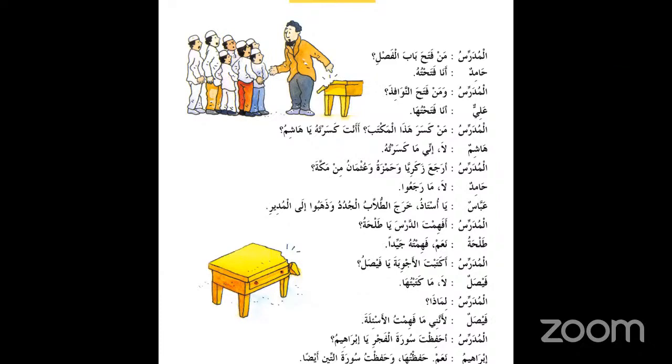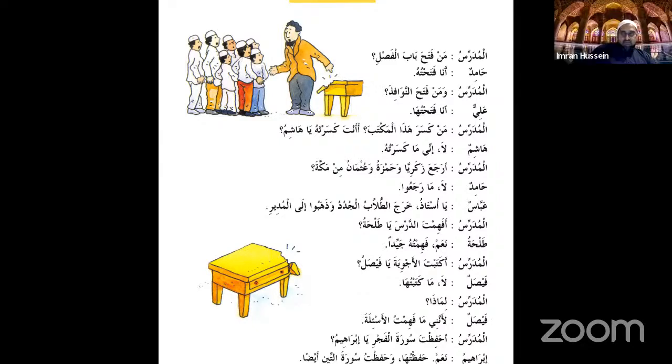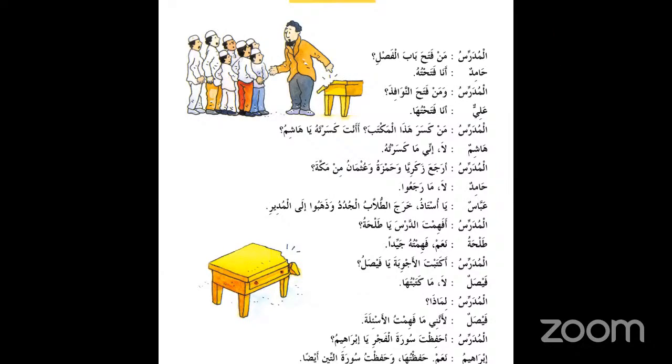Ana fatahtuhu. I opened it. Ana is subject. Fatahtuhu is the verb. Fatahtu is the verb, and the pronoun is the fa'il. Correct. And man fataha an-nawafidha? Who opened the windows? The same thing, fataha is the verb, and nawafidha is the object. Correct. Ana fatahtuha. Same. Ana is subject. Fatahtu is the verb, fa'il, and ha is the pronoun. Correct.